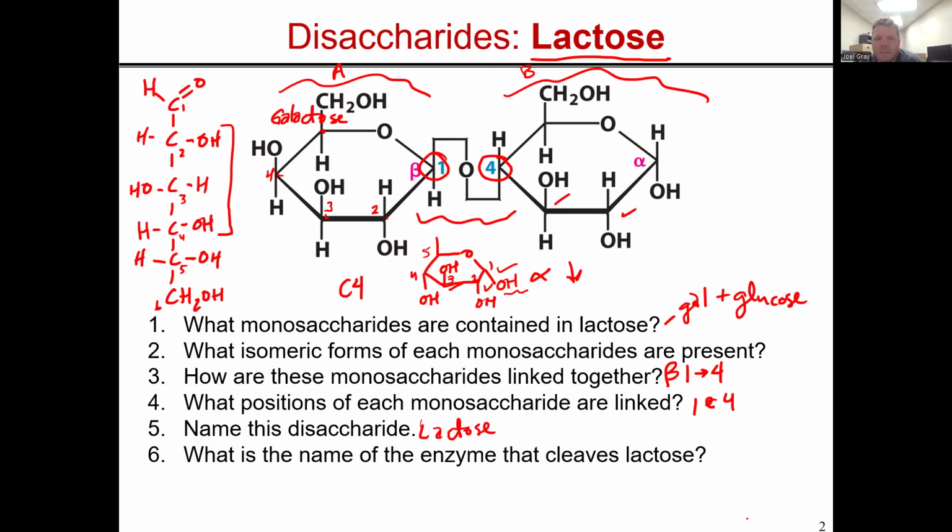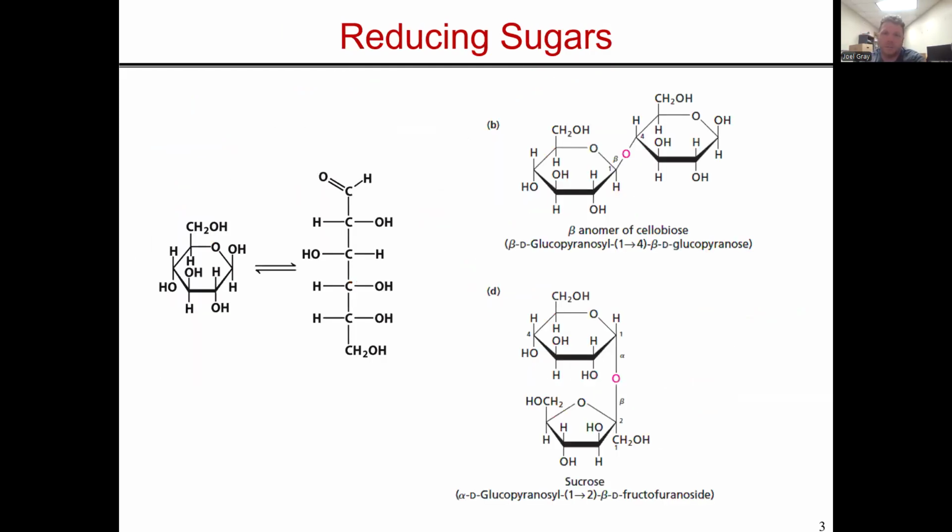Number 6, what is the name of the enzyme that cleaves lactose? This is a fun one because it's almost like a typo. Lactase. Whenever I've taught classes before, people will ask me for short answer questions, does spelling matter? I'll say it does. And in this case, when you change the spelling, you're actually just changing the molecule. You're not talking about a sugar, you're talking about an enzyme. So that gets into the real important nuts and bolts of a disaccharide.